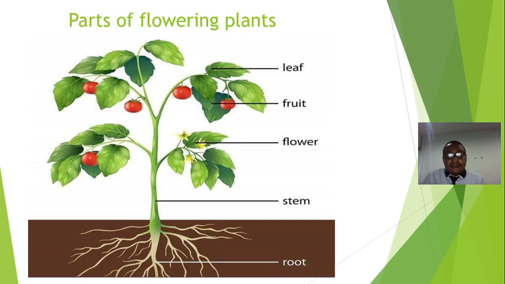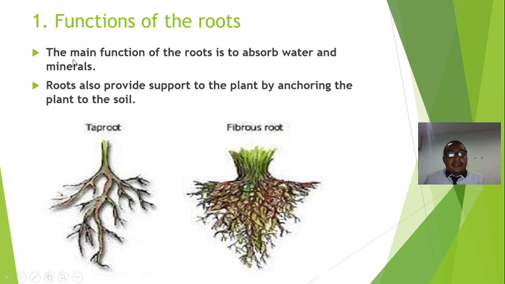Now, let us proceed and look at the different functions of each of the parts of a flowering plant. And we are going to start with the root. Now, the main function of the roots is to absorb water and minerals. Function number two, the roots also provide support. If the plant is firm in the ground or in the soil, it is the root that provides support to the plant by anchoring the plant to the soil.